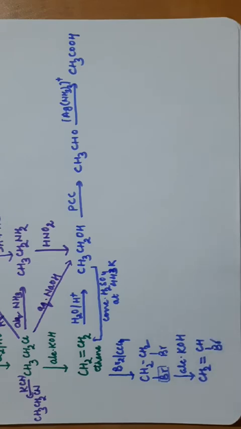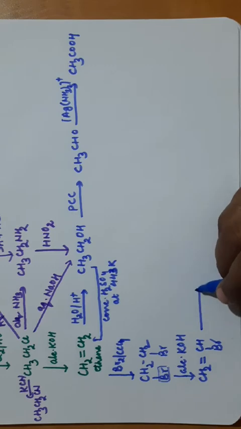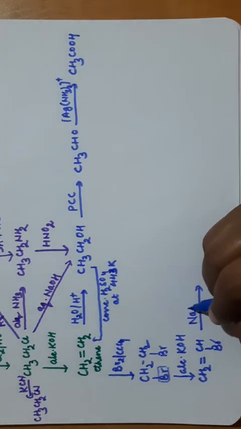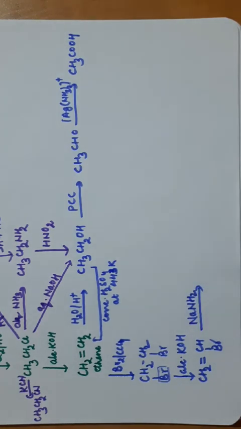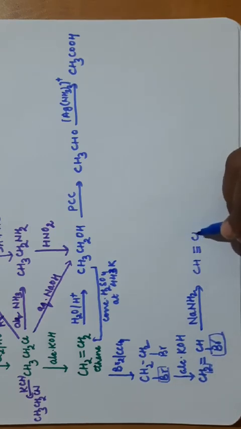So alcoholic KOH can remove only one molecule of HBr or halogen acid. To remove another molecule, you have to use NaNH2, which is a stronger base, soda amide, and by using it another molecule of HBr will be removed. तो Br यहाँ से remove होगा और H यहाँ से remove होगा, and what you will get? You will get CH triple bond CH. So you have got alkyne.